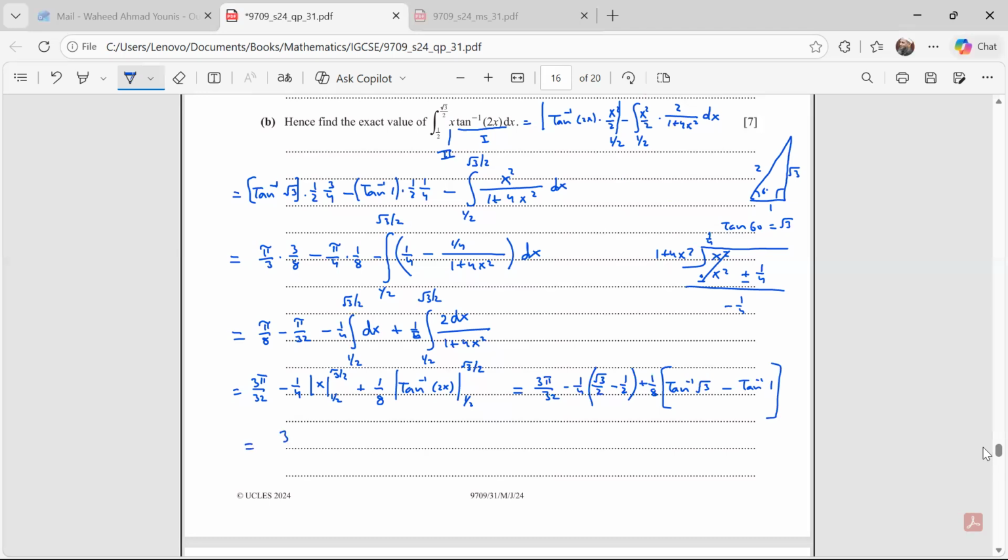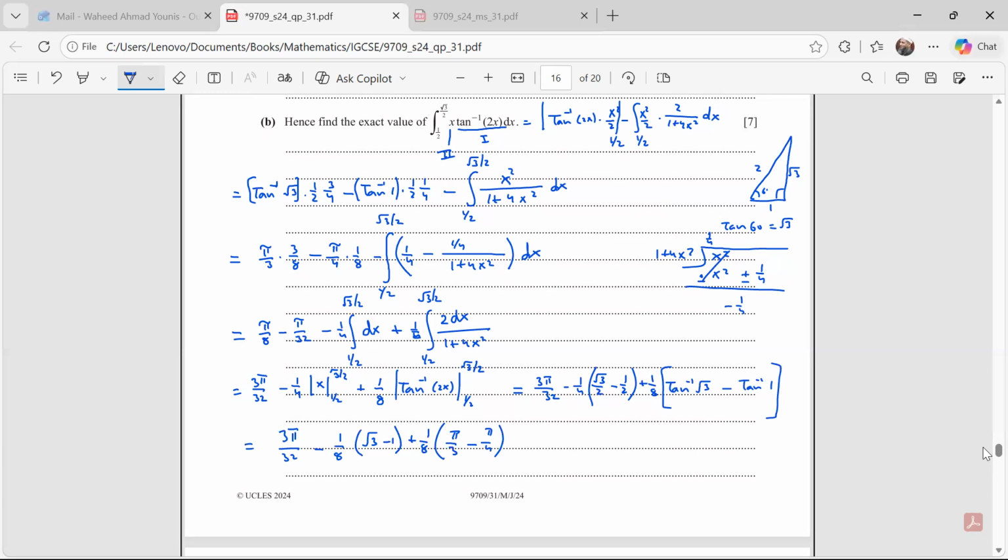Okay, so 3 pi by 32 minus 1 by 8. If I take 2 outside, inside I have 3 under root minus 1, plus 1 by 8. Now, this will give me 60 degree, which is pi by 3. And this will give me 45 degree, which is pi by 4.